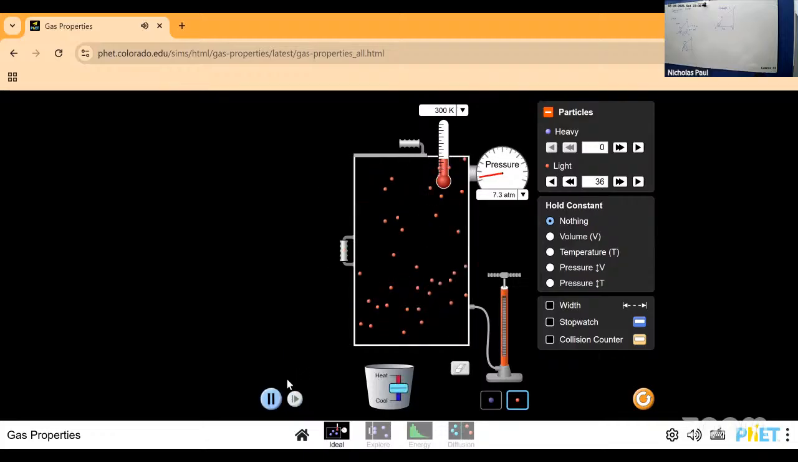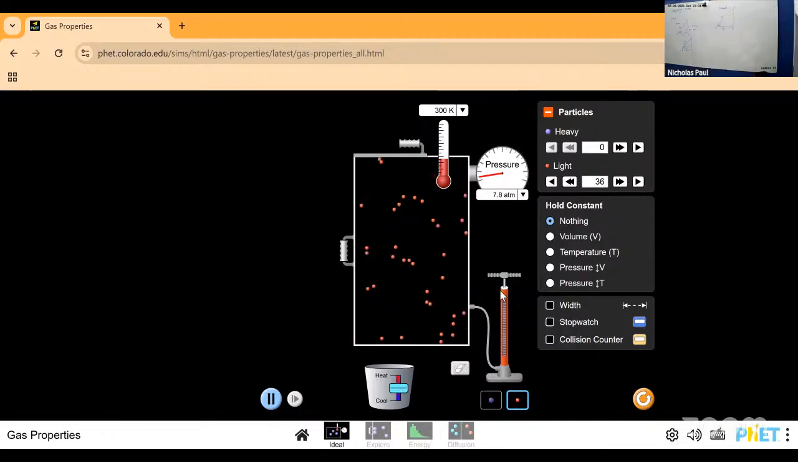Pressure went up. Why? Less room, so they collide more. Right? Less room so they collide more. So Amelia taught us about temperature. Isabella taught us about volume. And initially I showed you all the number of particles.